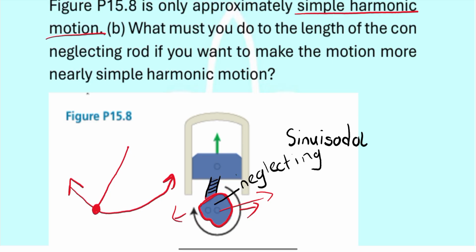Basically, this is what this question wanted you to discuss. It wanted you to see that the movement of the bob at the end is going to disturb the perfect movement in terms of getting a sinusoidal curve when drawing the motion for this graph. But if you make that rod longer, the bob at the end, its movement, its angle, becomes negligible.